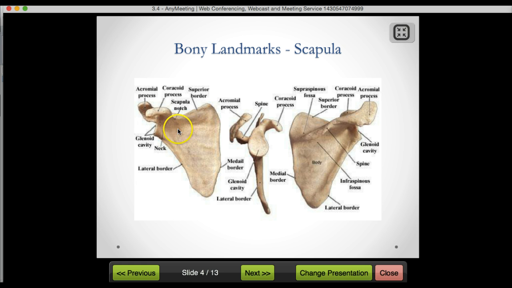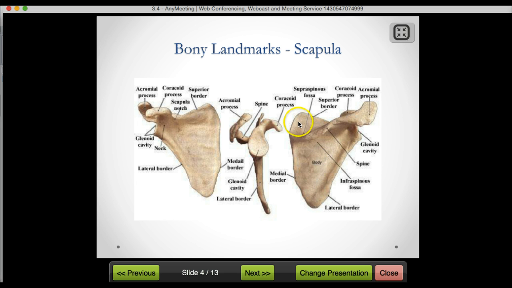Right here, this is the subscapular fossa. This is the anterior view again. This is where the subscapularis muscle sits, right on the front, almost by the rib cage. And on the posterior side, where the majority of the rotator cuff muscles are, besides the subscapularis, you have the supraspinous fossa and the infraspinous fossa.